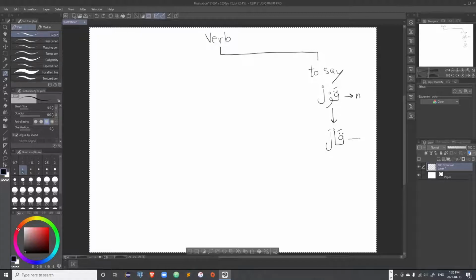So we will say this is the verb. That is a very strange and distorted V. Again. Okay, I think I need to change my graphics tablet.